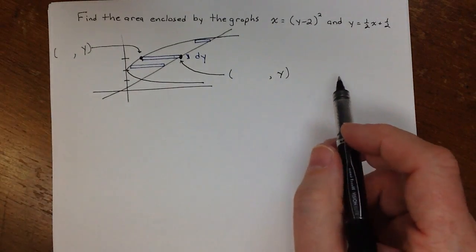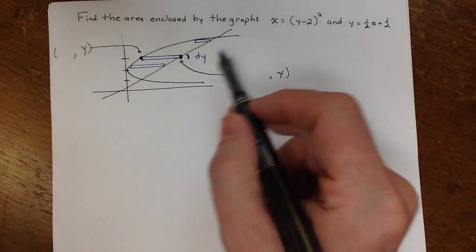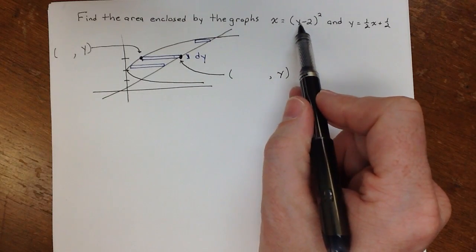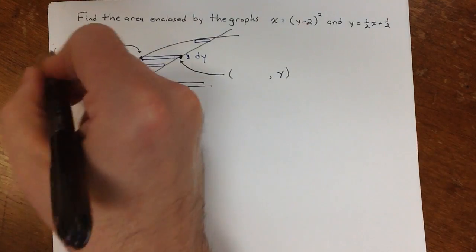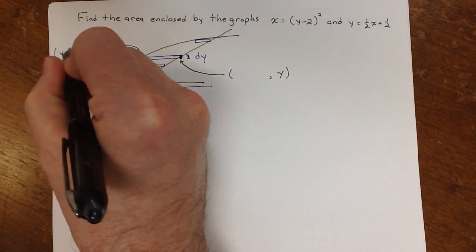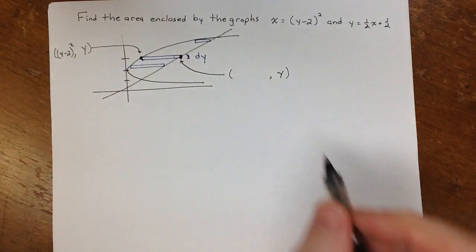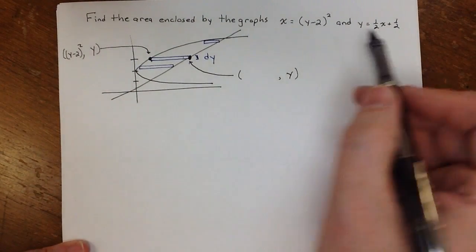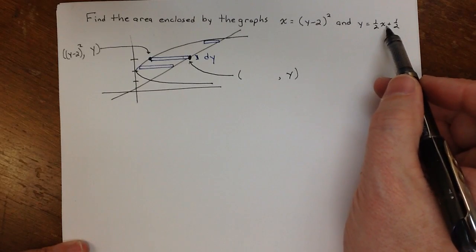To get the x coordinate, we've got to look at the equations. Now, the parabola on this one's easy because it tells us that the x coordinate in terms of y is (y minus 2) quantity squared. For this one over here, we've got to solve this equation out for x.